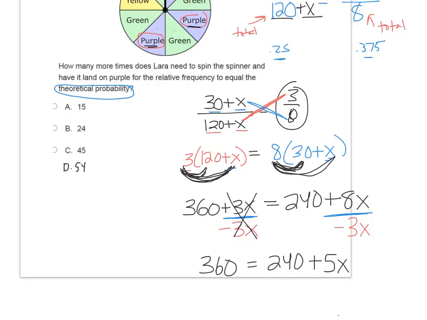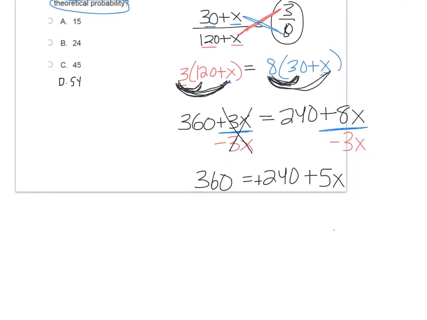Now, just like I did before, I want to get x by itself. So how do I get rid of this 240? Well, it's a positive 240, so I need to do the opposite of a plus to get rid of it, which would be to subtract 240 from both sides. 360 minus 240 is 120, equals, and then 240 minus 240 is 0, so equals 5x.